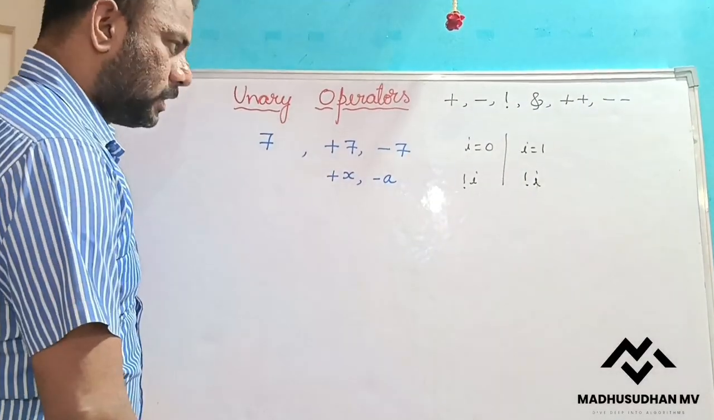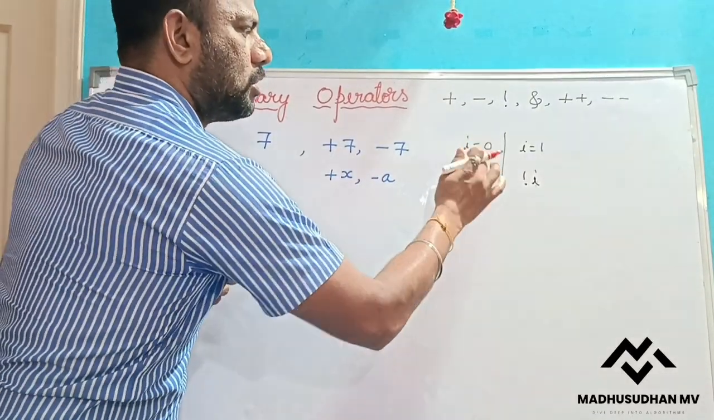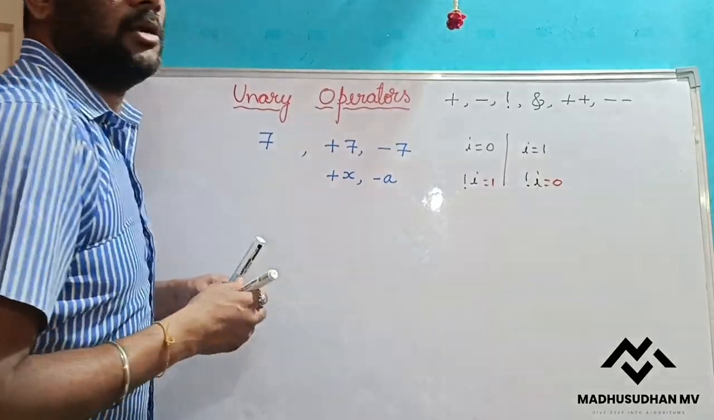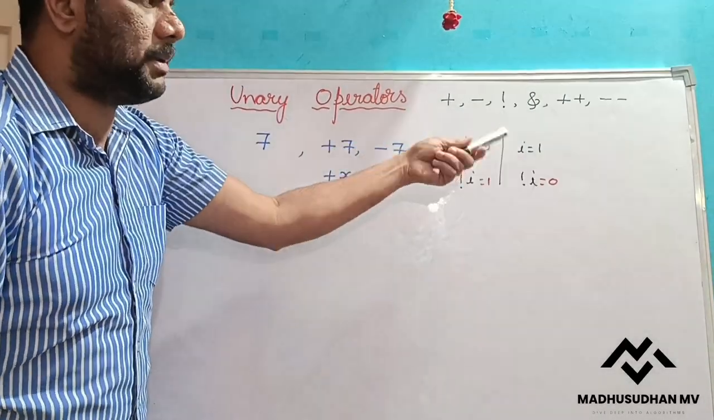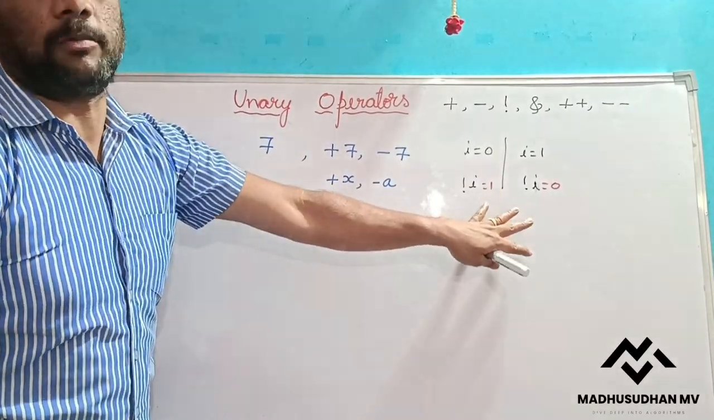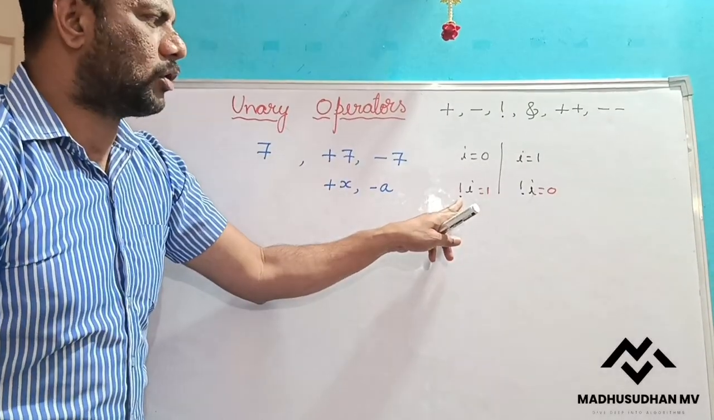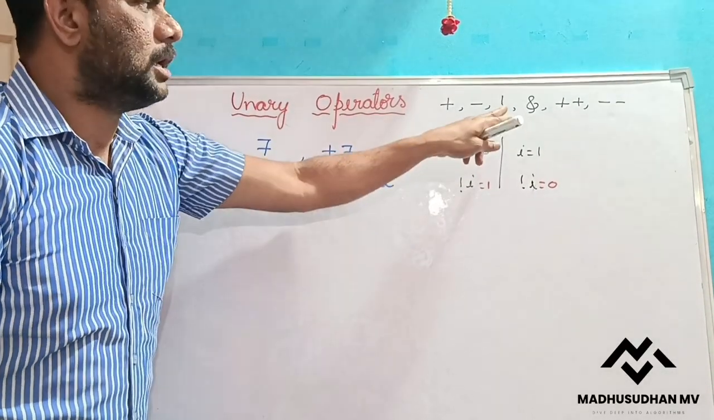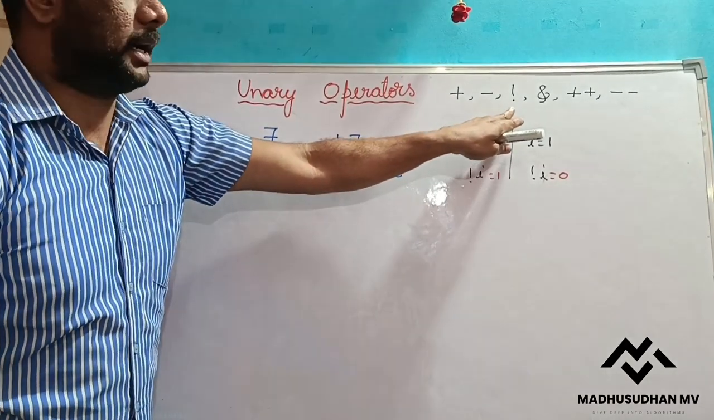Okay, so in this case, if I is equal to 0, not I becomes 1. If I is equal to 1, not I becomes 0. That means whenever you want to complement the result, we use the not operation. Again, this not operation acts on only one operand. So it's a logical not, a unary operator.